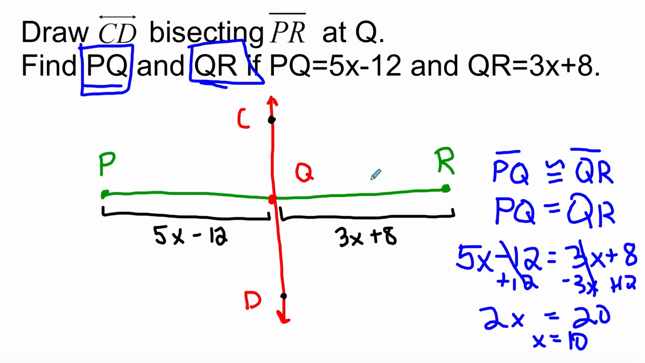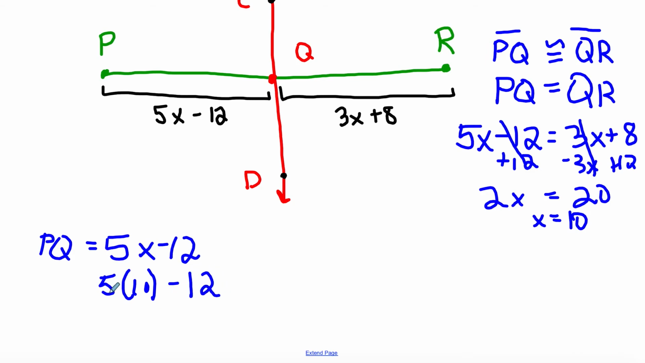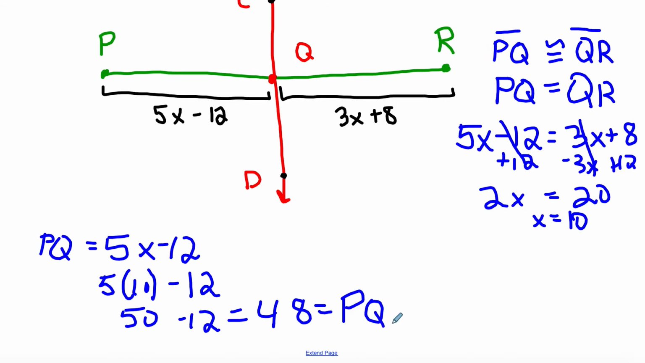So if PQ is 5x minus 12, then I have to go back and plug 10 in for this. So we have 5 times 10, which is 50, minus 12, which is 48. So PQ is 48. And remember, PQ and QR are the same. So if PQ equals 48, then so does QR.